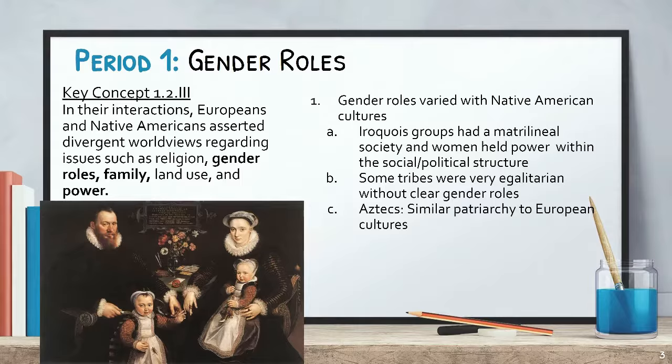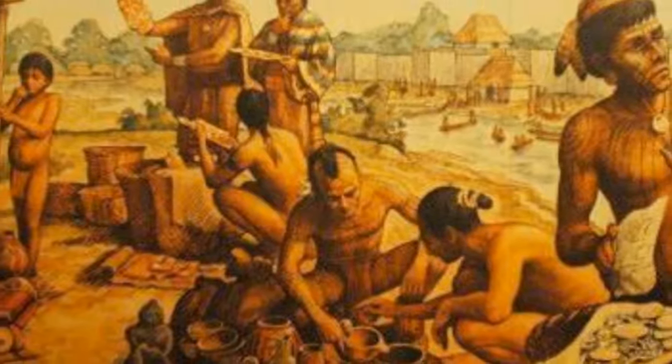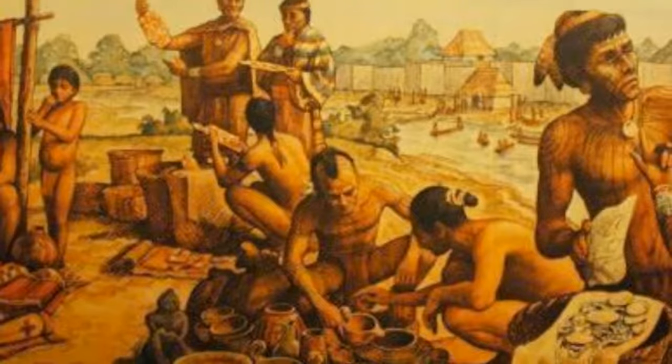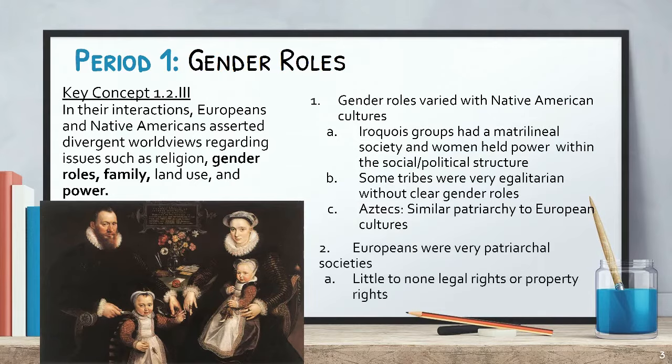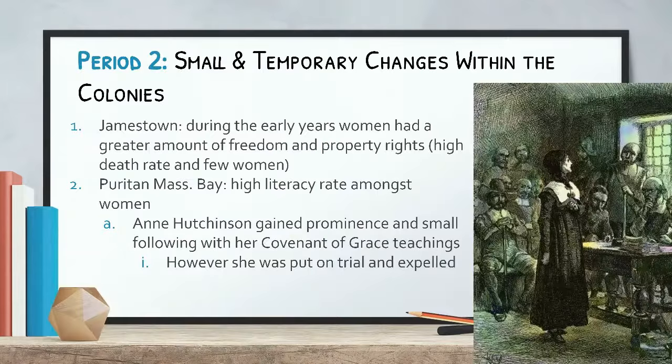Iroquois groups had a matrilineal society, and women held power within their social political structure. Some of the hunter-gatherer groups and tribes on the Great Plains and Caribbean islands had very egalitarian societies without clear ingrained gender roles. Then there were the more organized societies, like the Aztecs. They had a patriarchal society, similar to European cultures. Speaking of which, European societies were very patriarchal, which meant that women had little to none legal rights, or property rights. Period 2 saw some small and temporary changes in the British colonies.